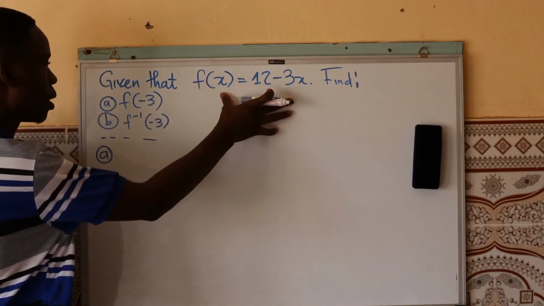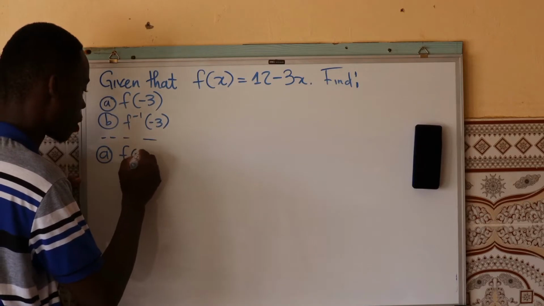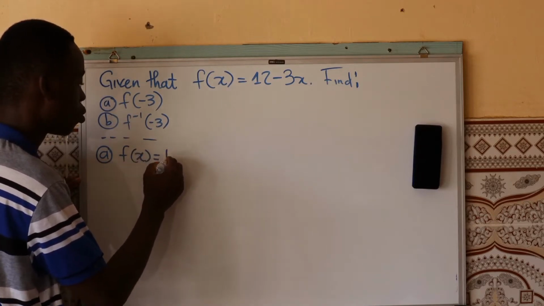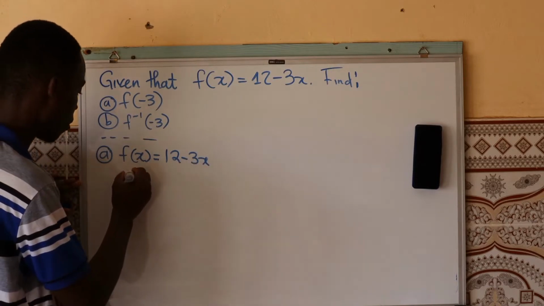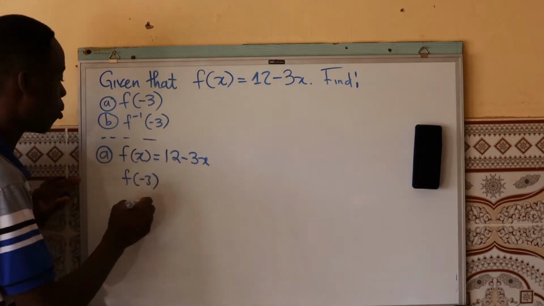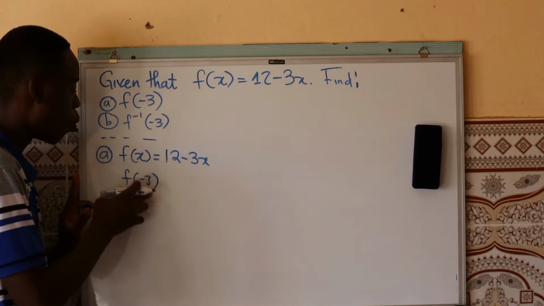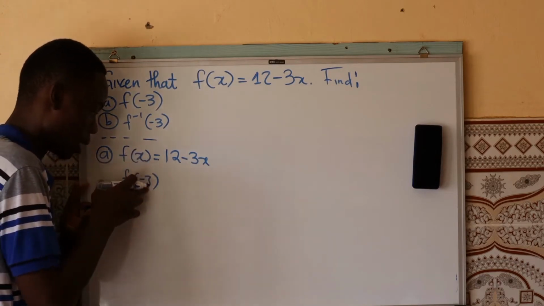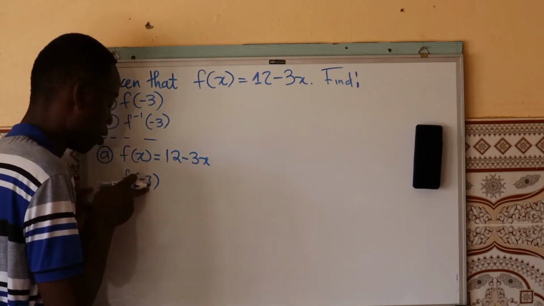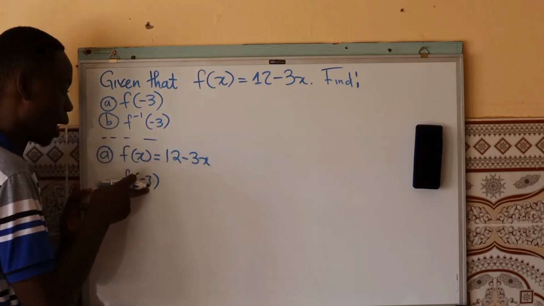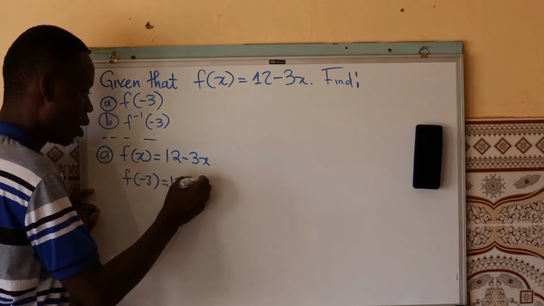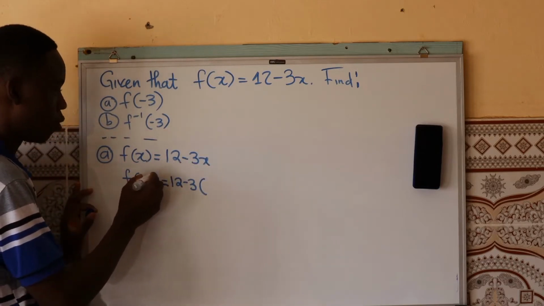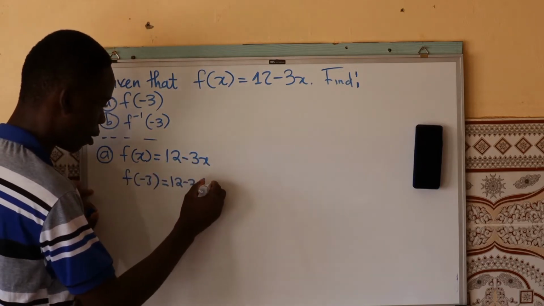Now our equation says f of x is equal to 12 minus 3x, and we're told to find f of negative 3. In other words, what they're trying to tell you is that where there's x, put negative 3. What is the value if we replace x with negative 3? So this is equal to 12 minus 3 times our negative 3, because our x is equal to negative 3.